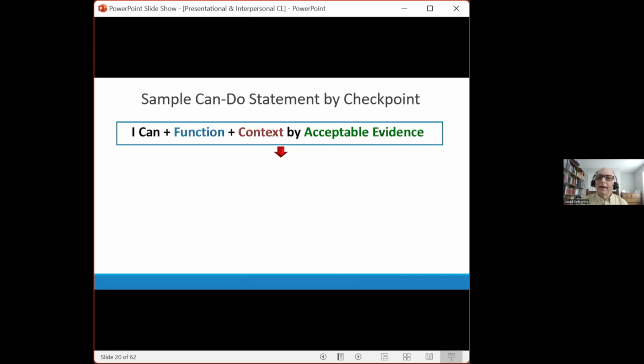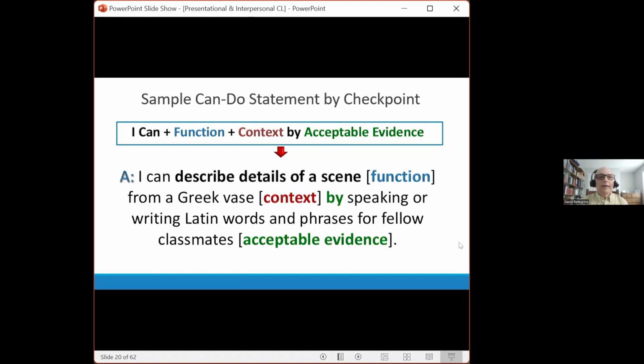You can create a can-do statement in this way. I can plus a function plus a context plus acceptable evidence. And I'll give you my sample can-do statement that relates to this unit. I can describe details of a scene, that's our function, from a Greek vase, that's our context, by speaking or writing, that's your choice, Latin words and phrases for fellow classmates, and that's our acceptable evidence.